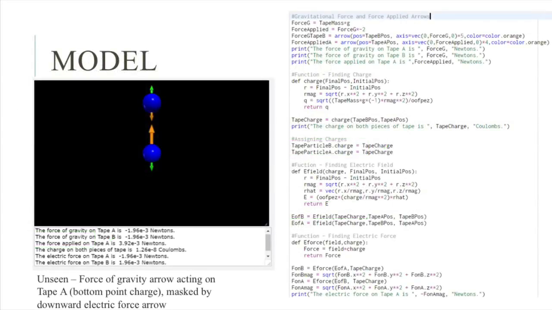In addition, here's a coded rendition of the experiment, taking into consideration the assumption that the long pieces of U-tape can be considered as a positively charged point charge. As depicted from the arrows, you can see that the forces on each point charge are in equilibrium with one another, and that is further shown in the print statement that gives these exact values. As a note, there is an unseen force of gravity arrow acting on tape A, the bottom point charge, because it is masked by the downward electric force arrow, since they are the same magnitude.